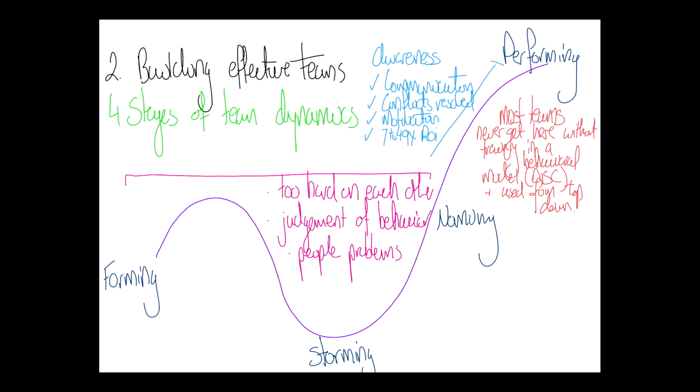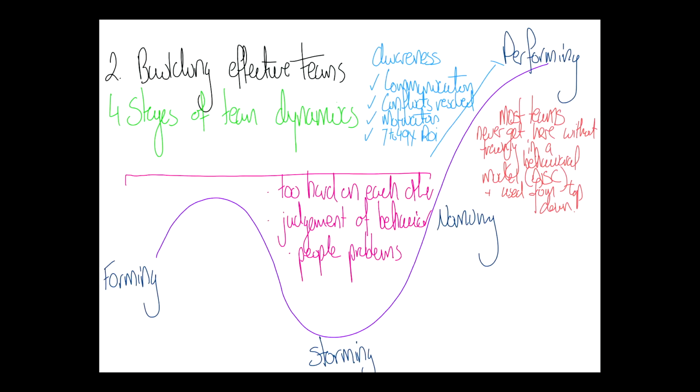And what we've learned from PricewaterhouseCoopers is that when you coach, when you train your team in a behavioral model like DISC, the return on investment is huge. They say that executive coaching, which includes DISC, can get a 7 to 49 times return on its investment. And this is how you take your teams from good to great. But as I mentioned before, most teams never get there without training in a behavioral model.